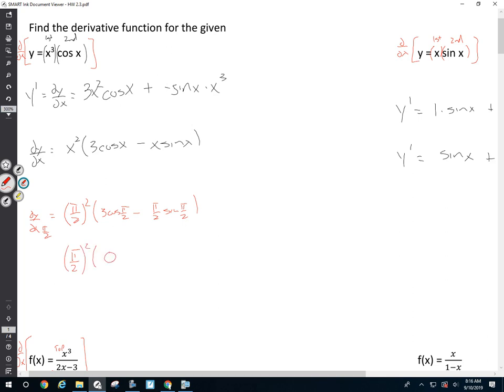Cosine pi over 2 is 0. Sine of pi over 2 is just 1. So I have minus pi over 2. So we got pi over 2 squared times negative pi over 2. I can actually leave that negative out in front and write it as negative pi over 2 cubed. Pi over 2 squared times pi over 2. You could also have simplified this if you wanted to square things. This is just pi squared over 4. Make sure you know to square the top and the bottom. And then you multiply by another pi, you get pi cubed. Multiply by another 2, you get 8. So this or this is fine.